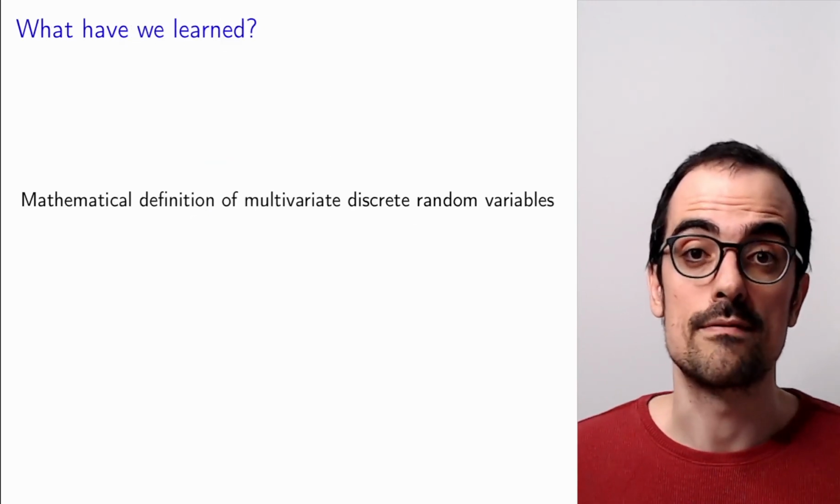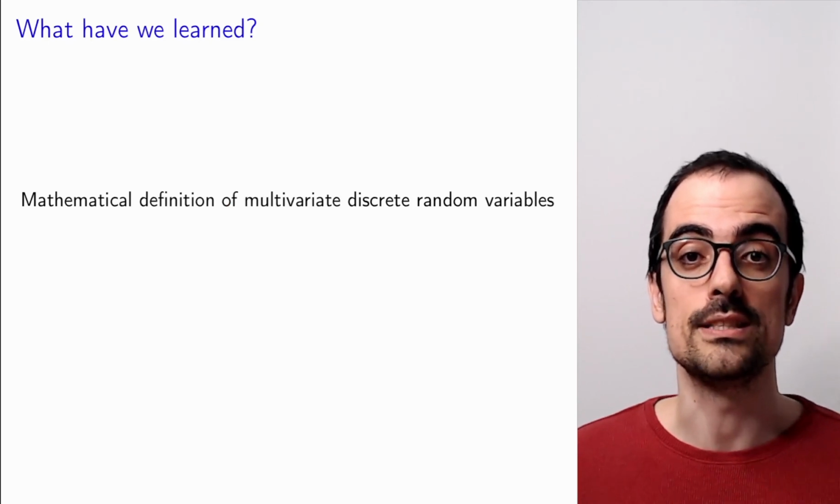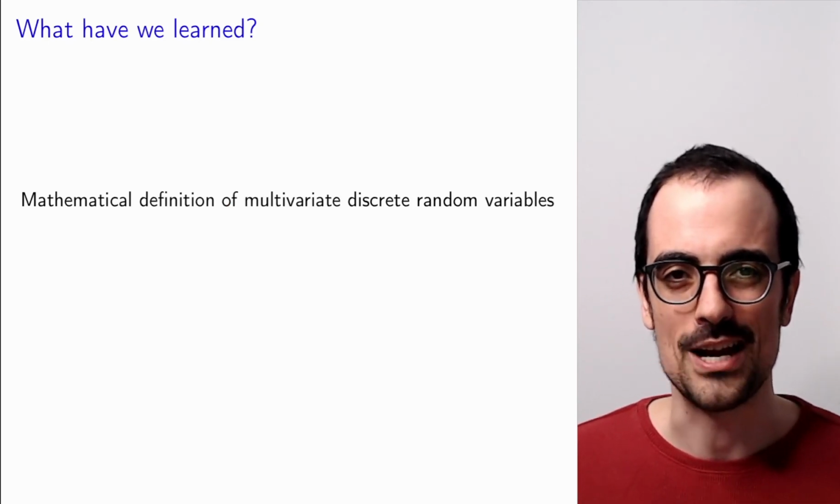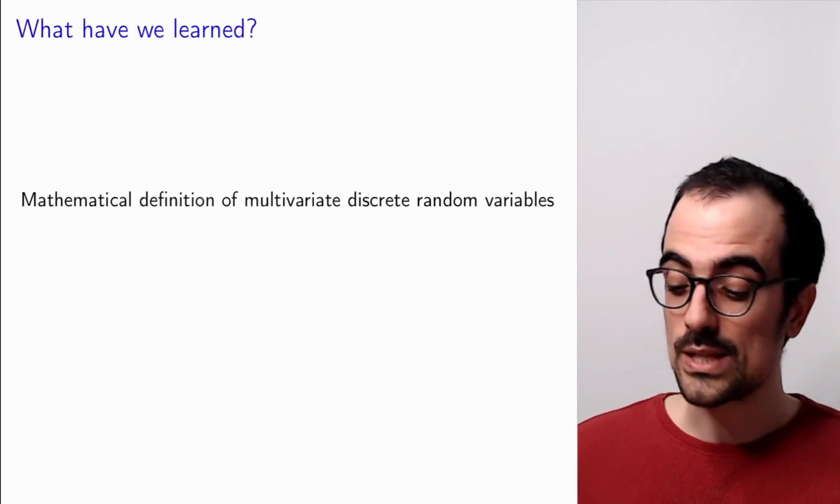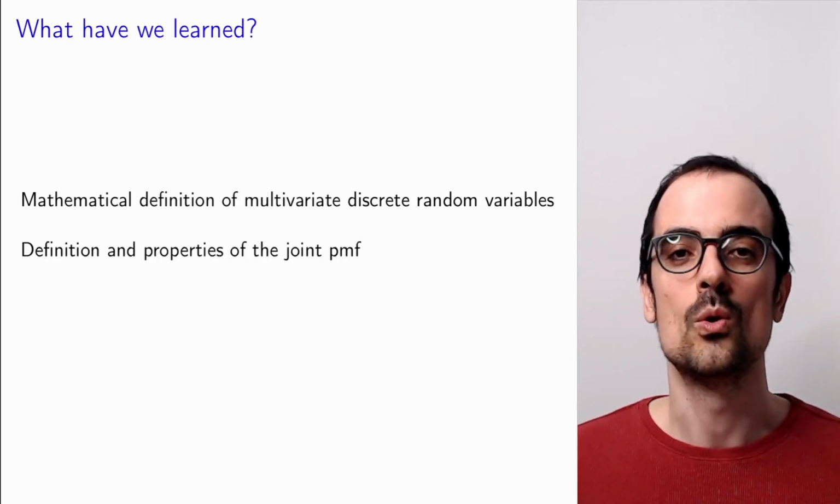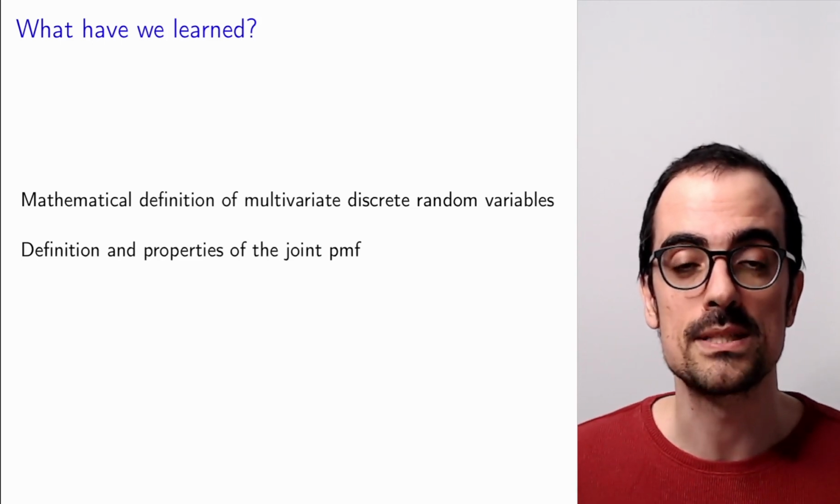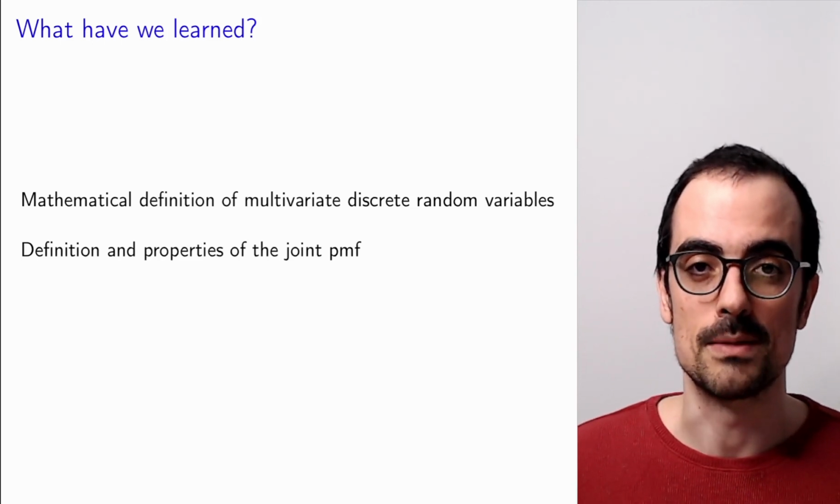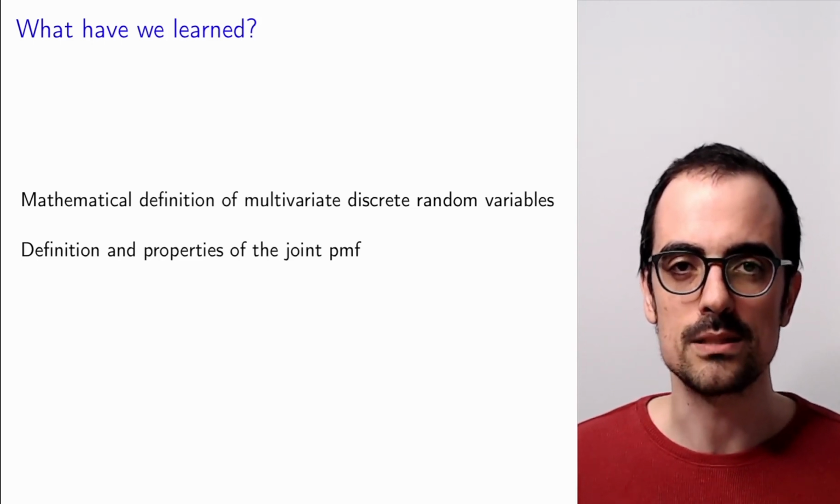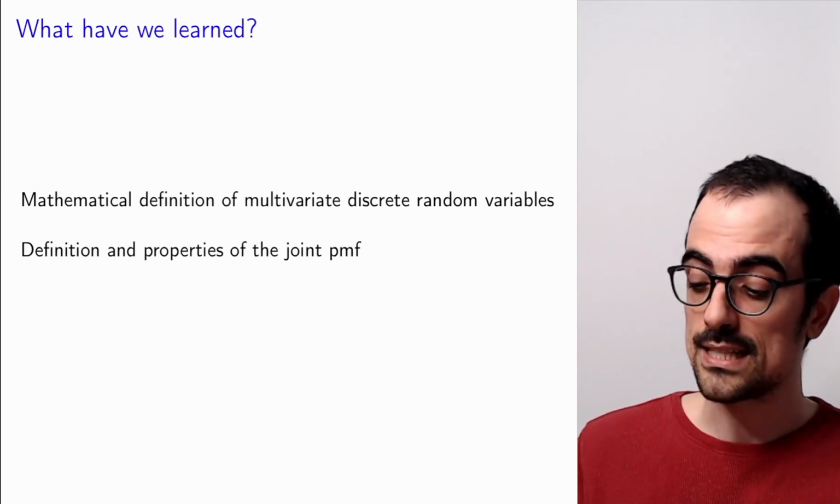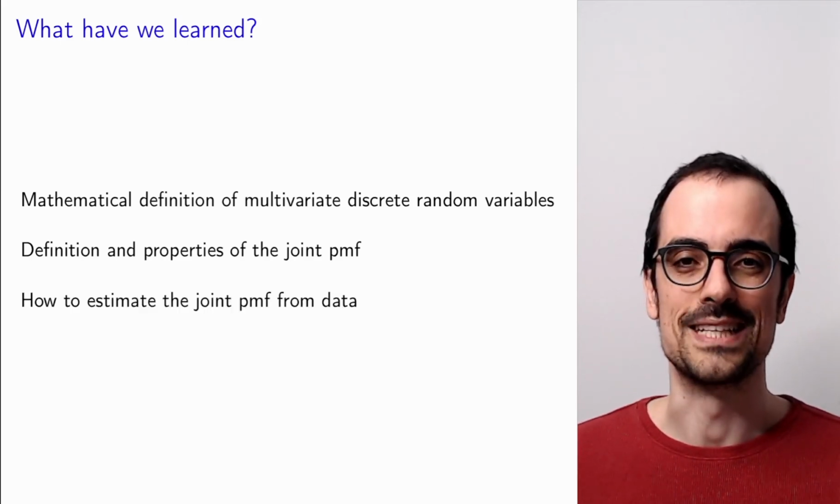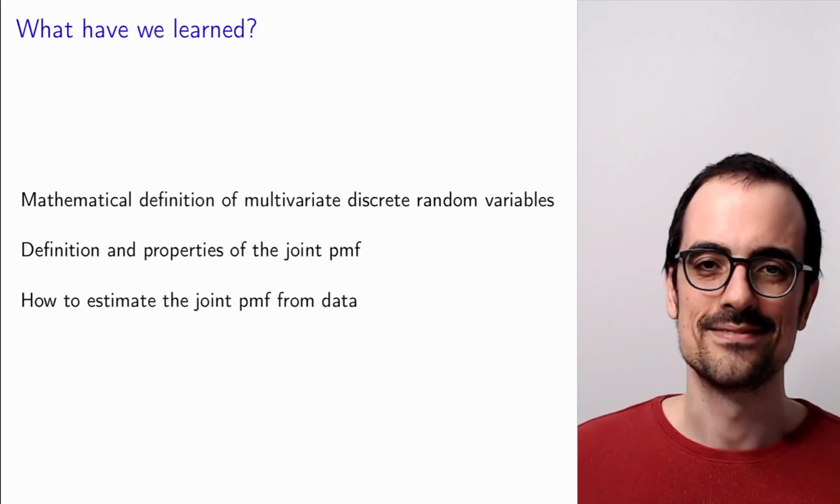So what have we learned? We have learned the mathematical definition of multivariate discrete random variables in terms of this underlying probability space, but we saw that we actually don't need the probability space once we have defined the joint PMF, because the joint PMF completely describes the interactions between these multiple random variables defined on the same probability space. And in fact, that's what we estimate directly from data. And that's all I have. Thank you very much.